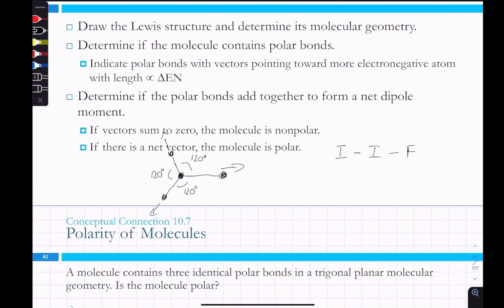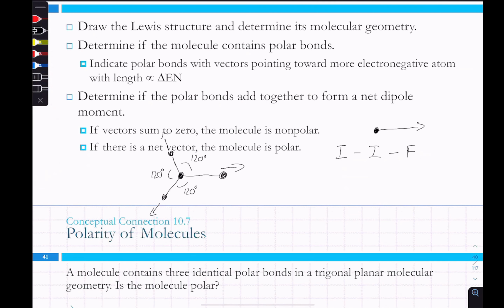So is that person going to move? If you went through and did all the vector additions and had numbers to plug in here, it would be 0. So it wouldn't move anywhere. So when we're talking about whether something is polar or not, we can look at this molecule over here.